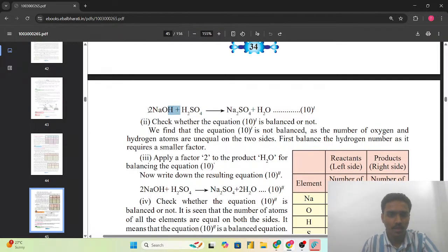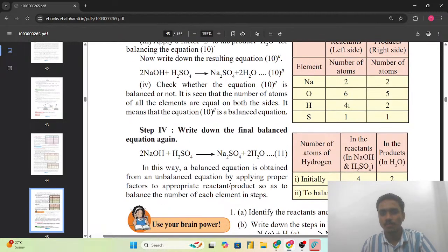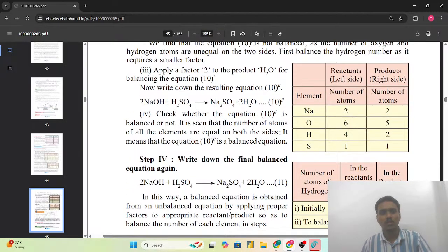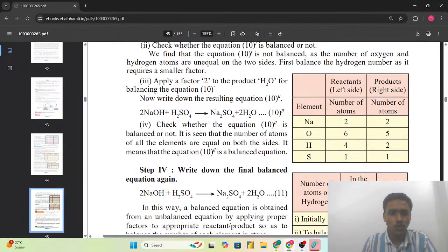अगर हाइड्रोजन की बात करें, हाइड्रोजन दो और दो, चार. और यहाँ पर सिर्फ दो है. दैट मीन्स हाइड्रोजन चार और दो. हाइड्रोजन इज ऑल्सो नॉट बैलेंस. सल्फर देखते हैं. सल्फर एक, सल्फर एक, सल्फर इज बैलेंस. सो आगे हमें वैसे ही मल्टीप्लाई करते जाना है.